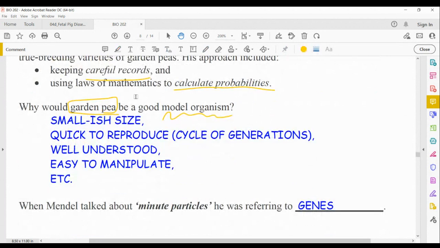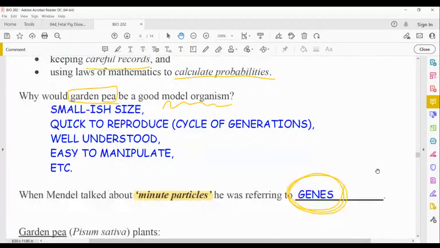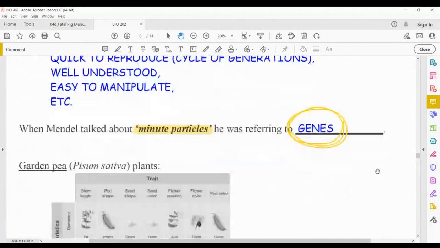What we saw when we discussed Gregor Mendel and his work is that he often referred to these minute particles in his work. Well, the minute particles were, of course, genes. At that time, genes had not yet been discovered. There was no word for it. Gregor Mendel simply knew that something was passed from the parents to the offspring, and this determined what sort of traits we saw in the offspring.